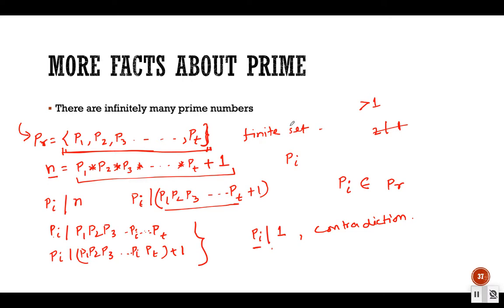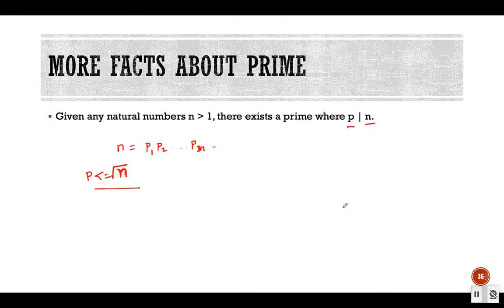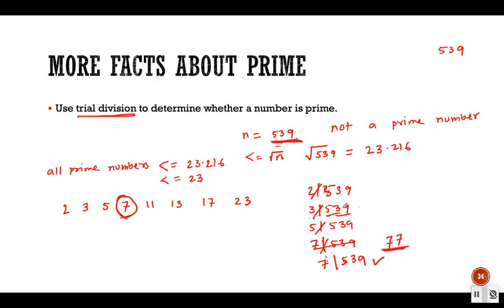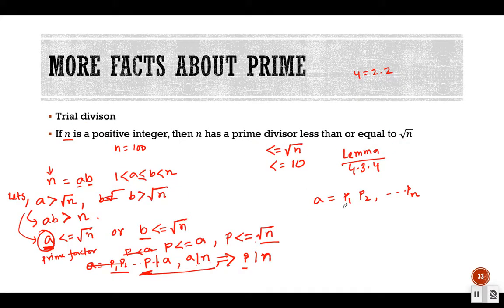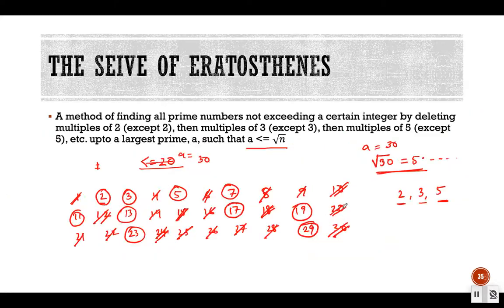So these are some properties that we have learned here: the definition of a prime number, how we can find out whether a number is prime or not, and some properties of prime numbers.